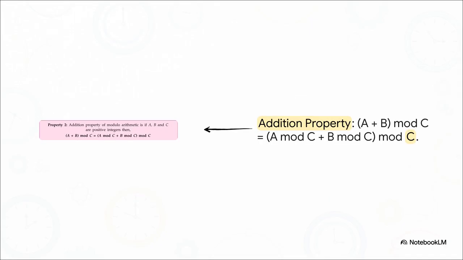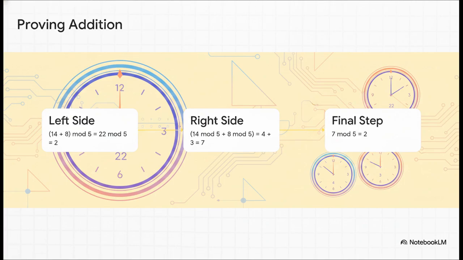And that brings us to the wonderfully elegant addition property. This is a total game changer. If you want to find the modulo of two numbers added together, you do not have to add them up into some giant messy number first. You can actually find the modulo of A and the modulo of B separately, add those smaller remainders together, and take the modulo of that. It distributes beautifully. Let's actually walk through a real example to prove it.